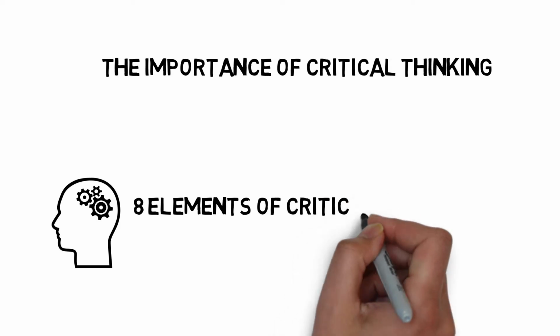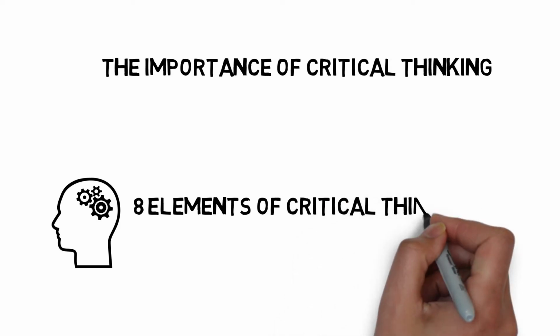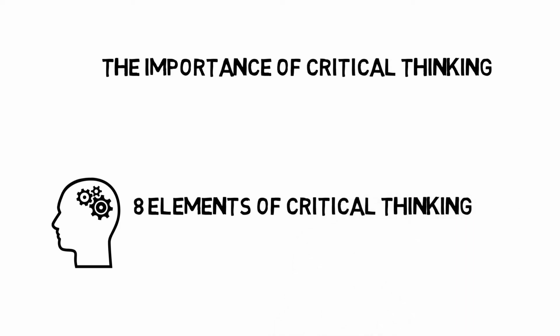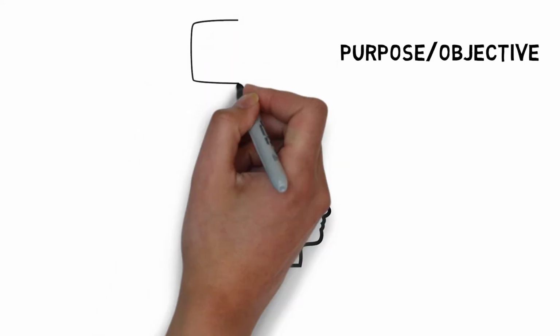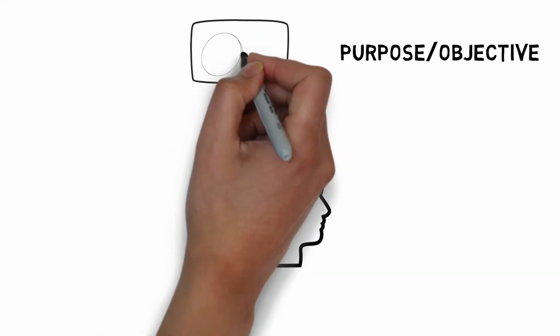At the Smith School, here's what we mean by critical thinking. There are 8 elements that skilled decision makers use to effectively evaluate complex problems. We'll go through each one briefly in turn. Purpose, objective. What am I trying to accomplish? What is the purpose of the reasoning?